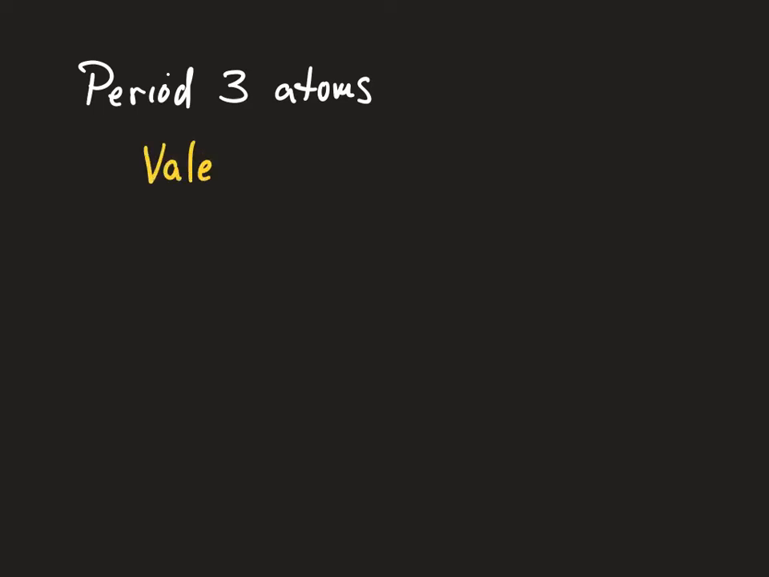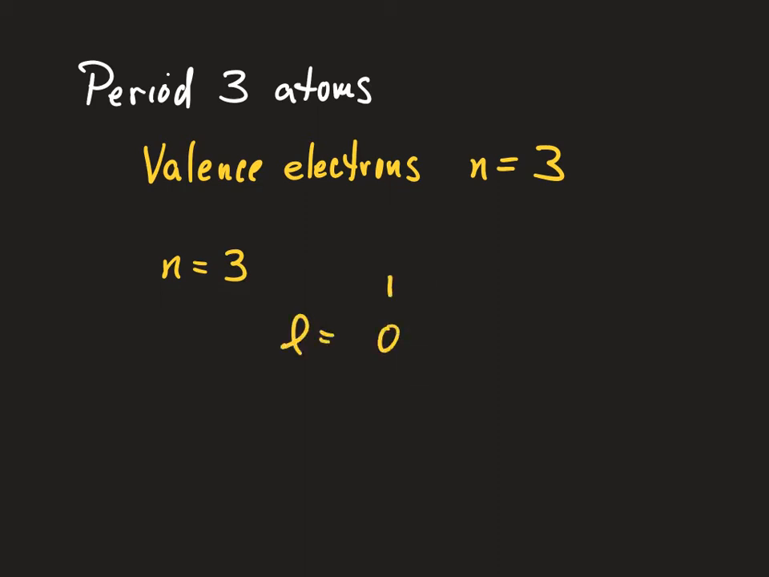If we're considering our period 3 atoms, what makes them different is that the valence electrons have a principal quantum number of 3, right? Remember, if n equals 3, then L can equal 0, 1, or 2. 0 signifies s orbitals, 1 signifies p orbitals, and 2 signifies d orbitals. Now, the m sub L values tell you how many of those there are. There's only one m sub L value, so there's only one s orbital.